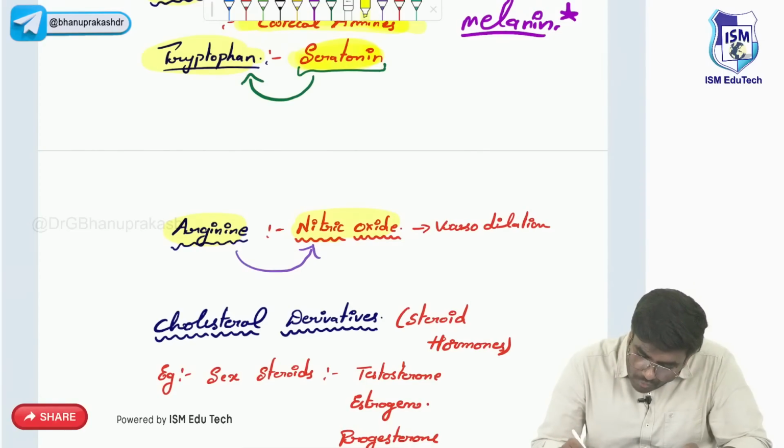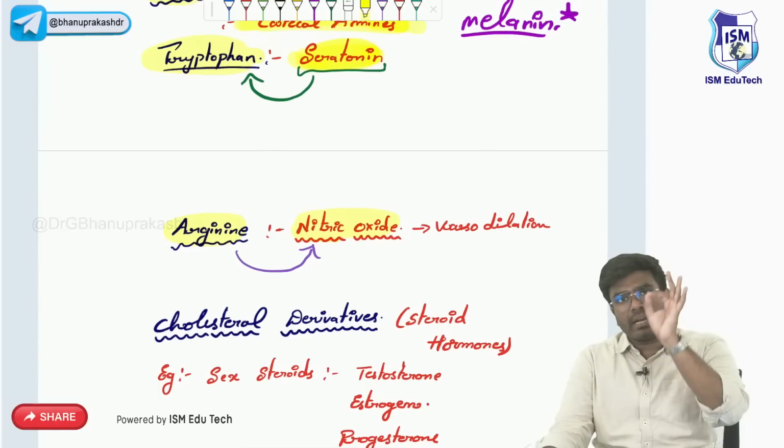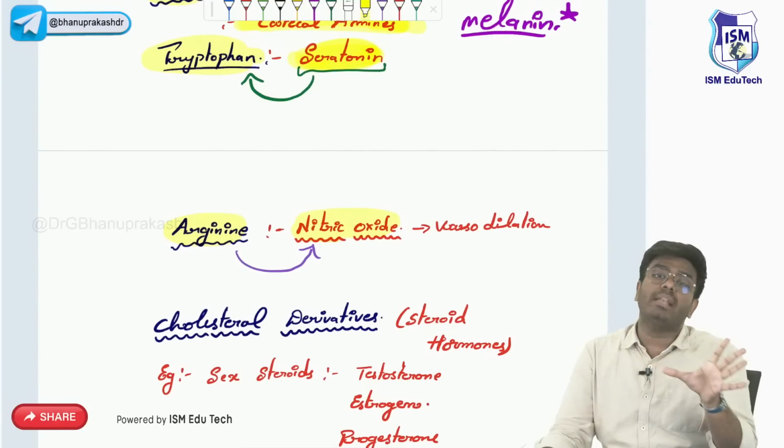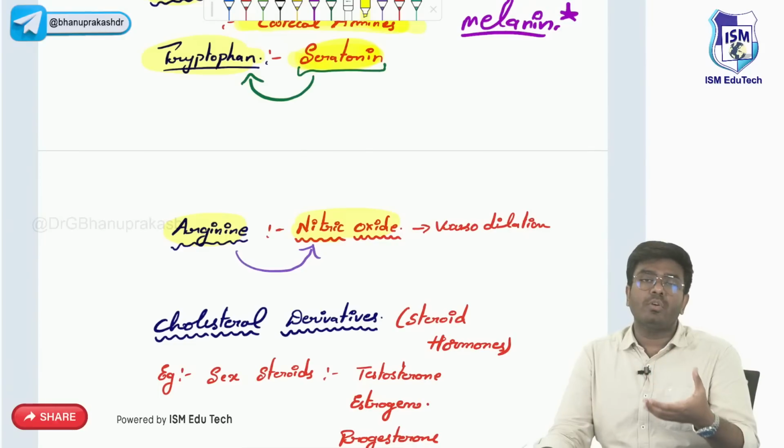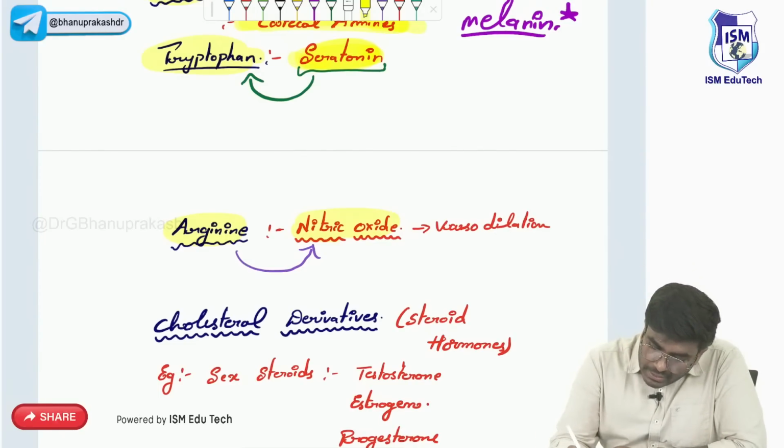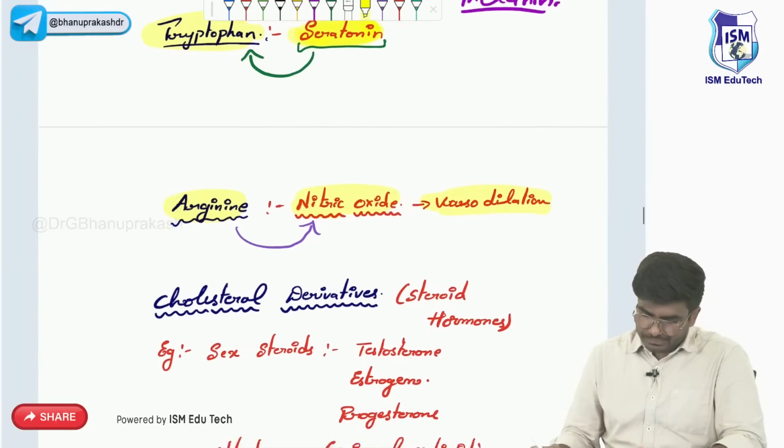Nitric oxide, what is the important function of nitric oxide? Wherever you see, for your lifelong, nitric oxide is a smooth muscle relaxant. Nitric oxide causes vasodilation. Very, very important. It causes smooth muscle relaxation.